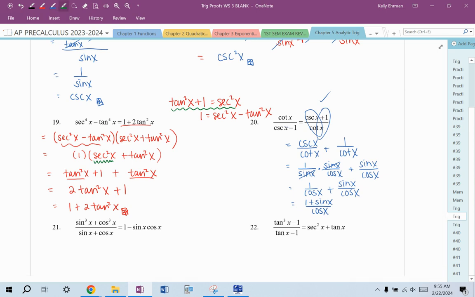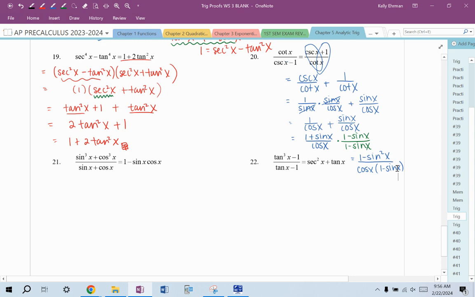What do I do here? I can multiply by the conjugate. See if that gets me somewhere. Okay, so 1 minus sine squared on the top. Cosine x times 1 minus sine on the bottom. Remember, we don't usually distribute that through. This is cosine squared on the top.